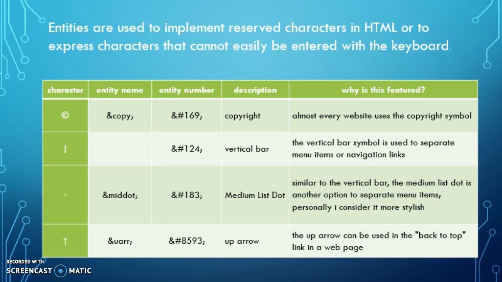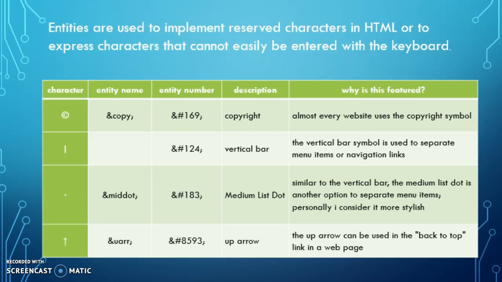Entities are used to implement reserved characters in HTML or to express characters that cannot easily be entered with the keyboard. There are 5 columns in the index I've shown you below. There's a character column, an entity name, an entity number, and a description, and the very last column is why is this featured. The copyright character: almost every website uses the copyright symbol.